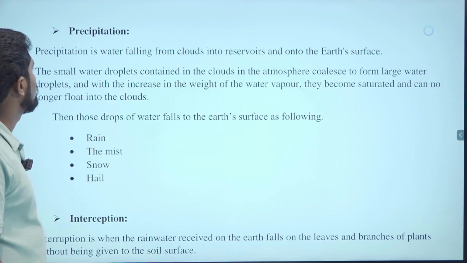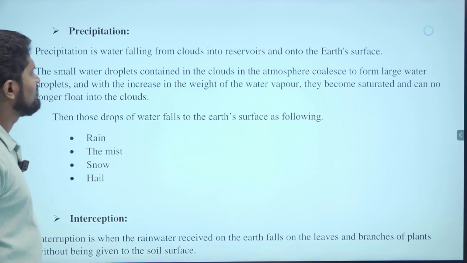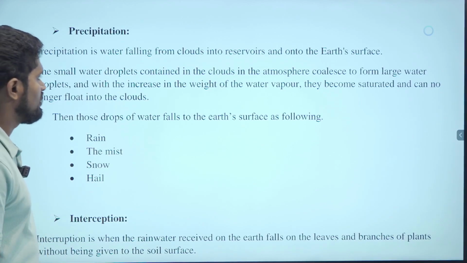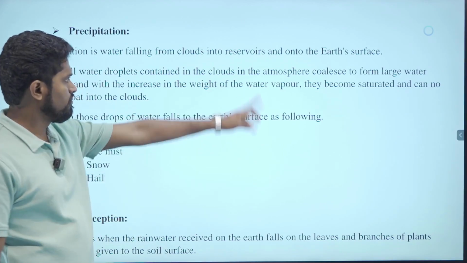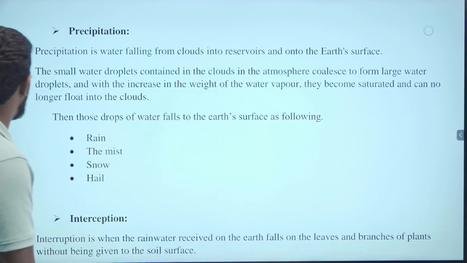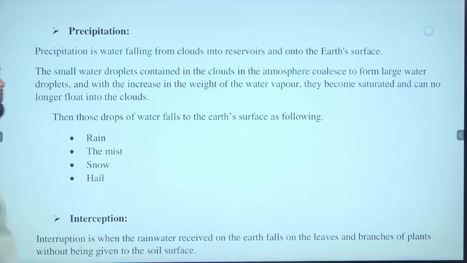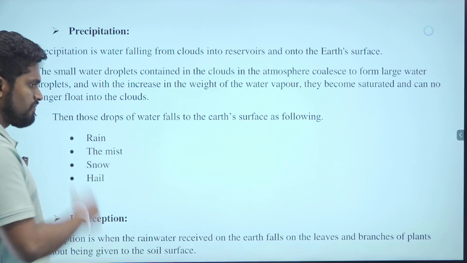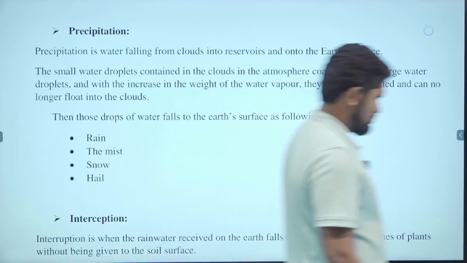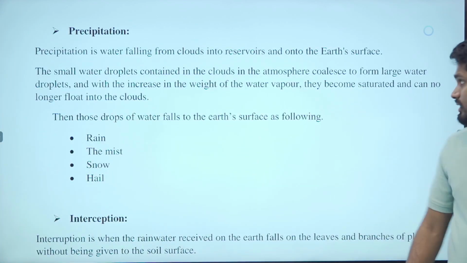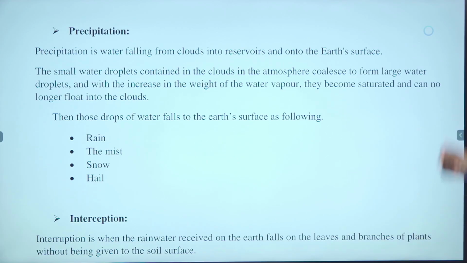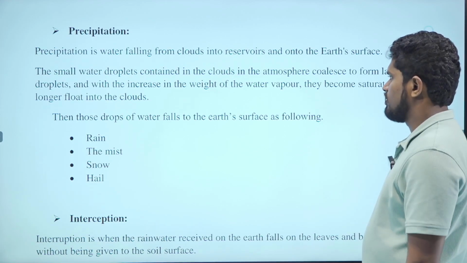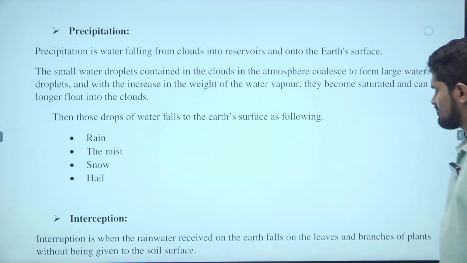The small water droplets contained in the clouds in the atmosphere form large water droplets, and with the increase in the weight of the water, they become saturated and can no longer float in the clouds. Then those drops of water fall onto the earth's surfaces as following.